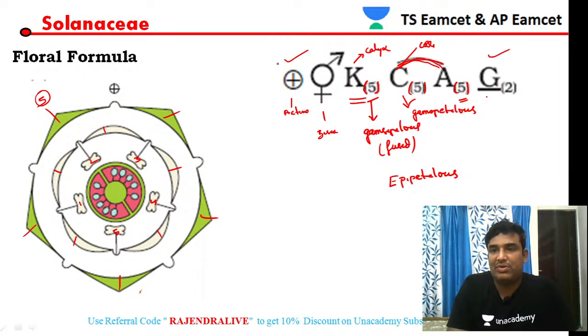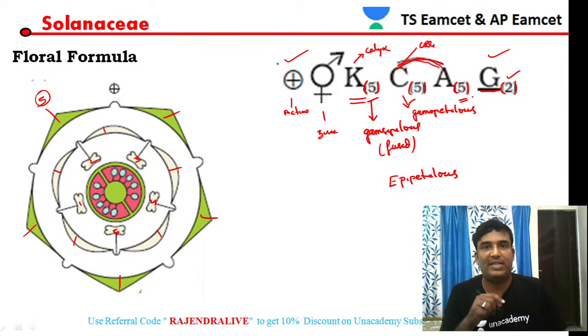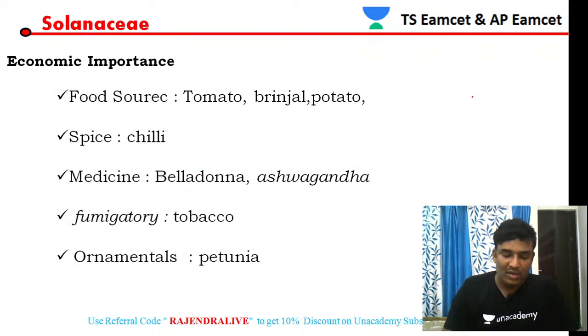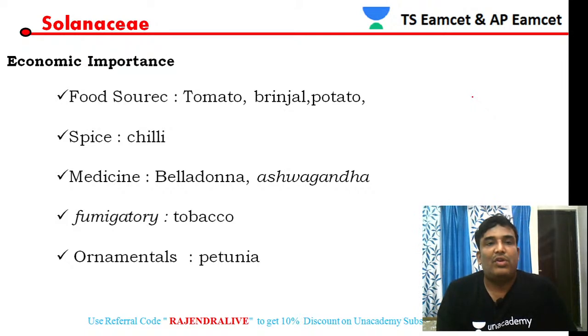Then you see the gynoecium. The gynoecium is superior, so the ovary is superior, and it is bicarpellary. 2 indicates bicarpellary, 2 carpels are present. Carpels are in a fused state, so that is the reason it is kept in brackets. And a dash is present below G, so it is clear that it is a superior ovary. That's about the floral formula discussion.